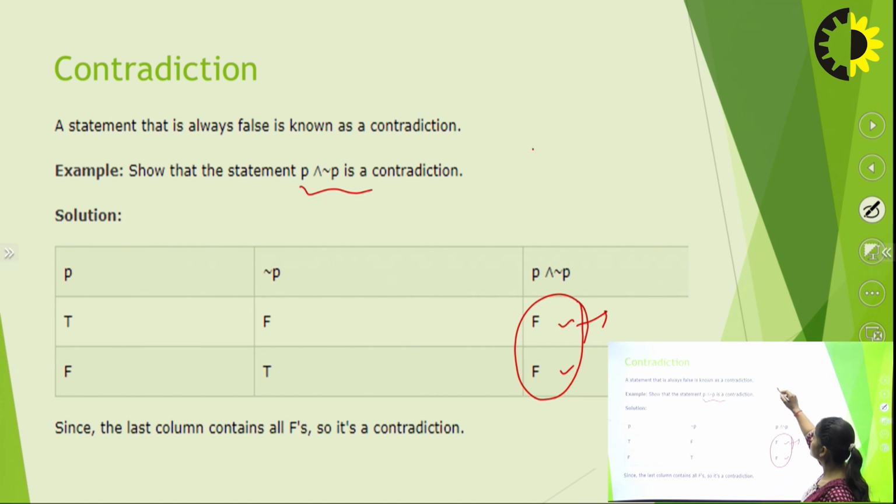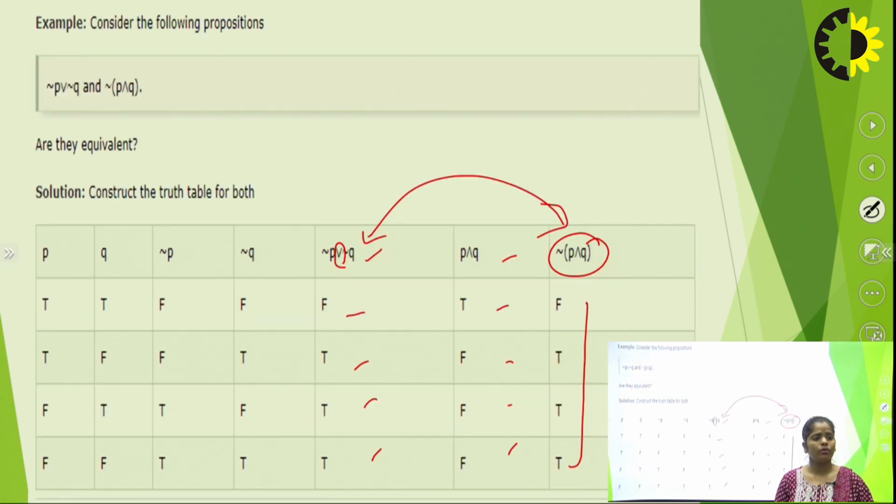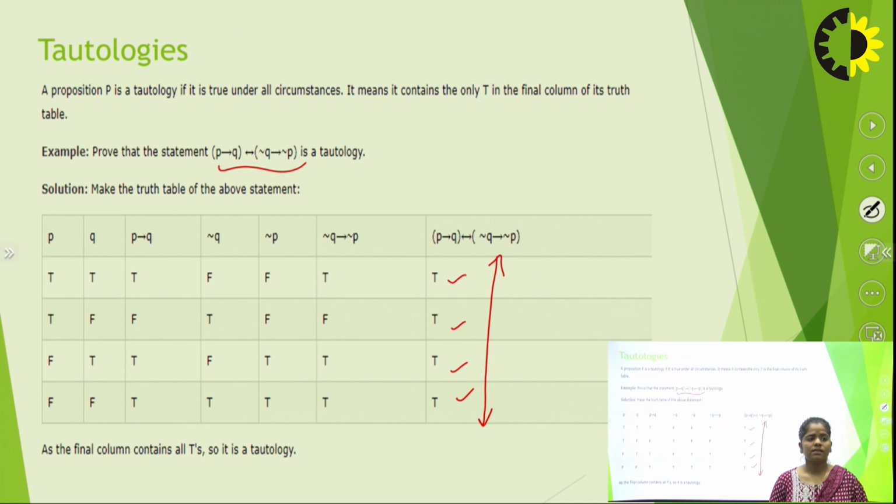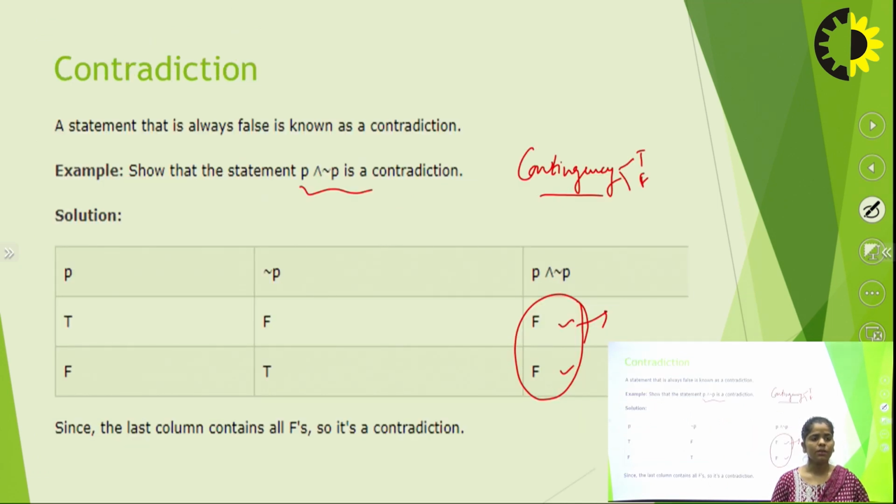And one more thing is contingency. Contingency is a mixture of true and false outputs, like when we get an output such as false, true, true, false. Whenever we get both false and true in the output table, then we say that this follows contingency. If we get true in all the values, then this follows tautology, and if we get false in all the conditions, then this follows contradiction. So these are some basics of propositional logic.